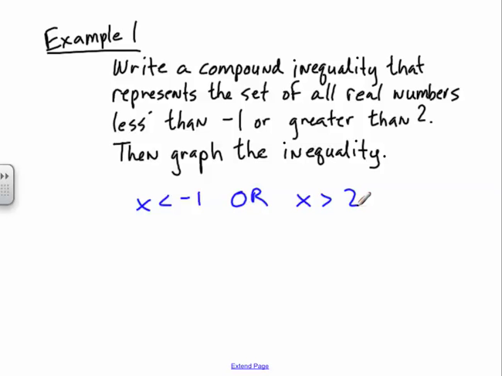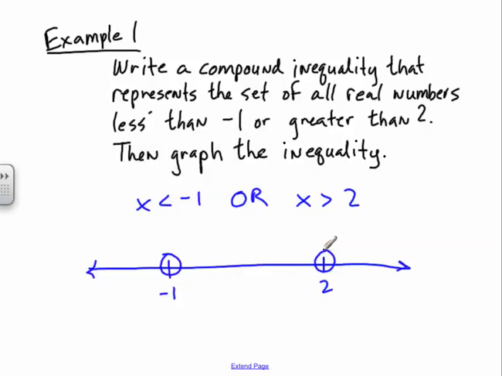Now, when I graph this, I can see that my two critical numbers are -1 and 2, and I'm going to put my circles around them. And fortunately, well, not fortunately, but with these two, they don't have equal to, so I'm going to leave them open. And I'm going to look at this first one on the left where it says x is less than -1, so that means I need to shade to the left. Okay? And then the next one says x is greater than 2, so I'm going to shade to the right.